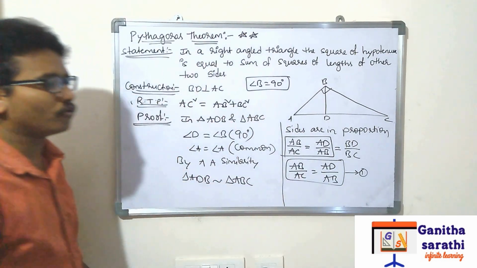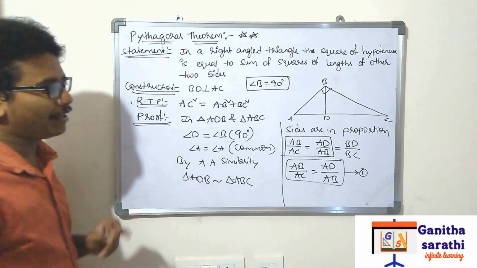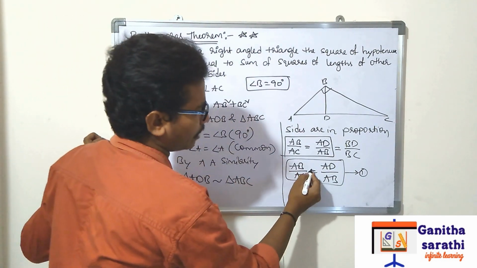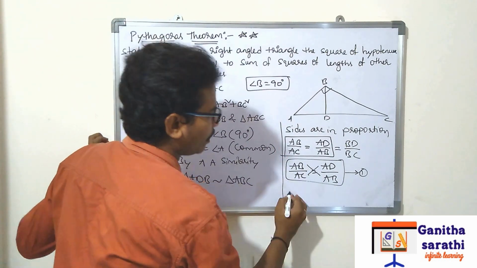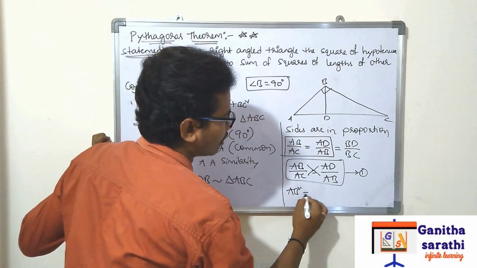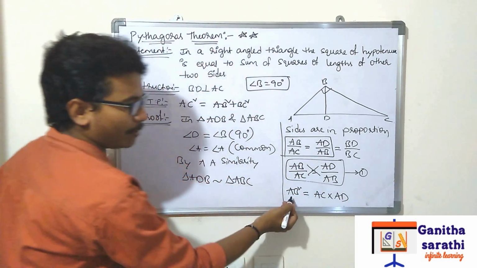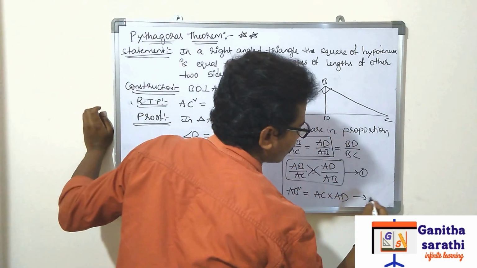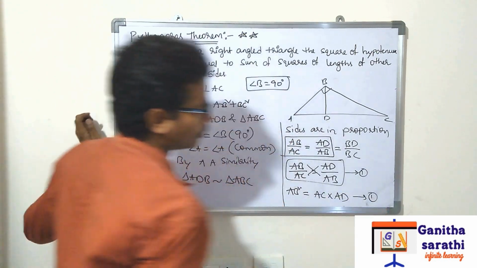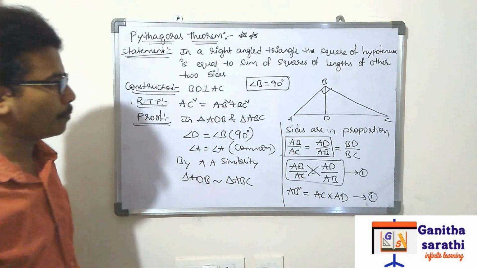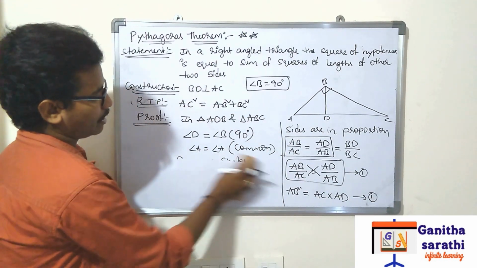Now we have to move to the second equation. You can solve this one here only. AB into AB will be AB square, which is equal to AC into AD. This is equation number 1. Now let us move on to the next. Understood? So now see here.